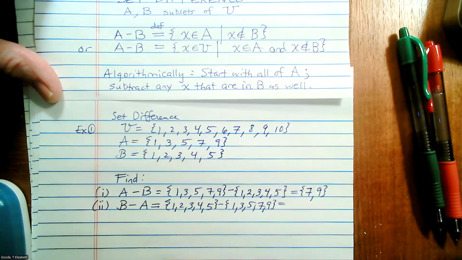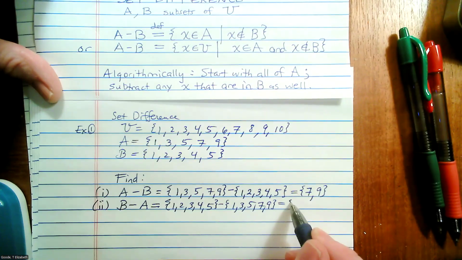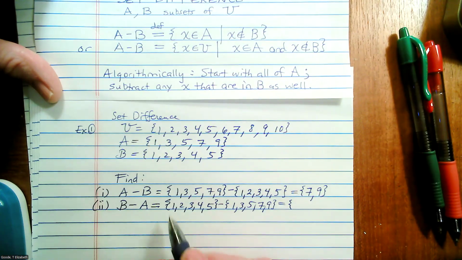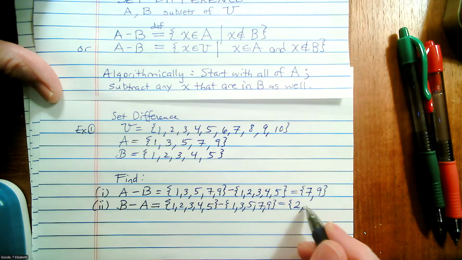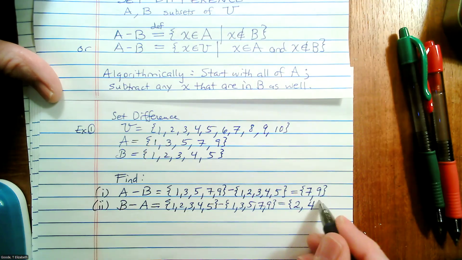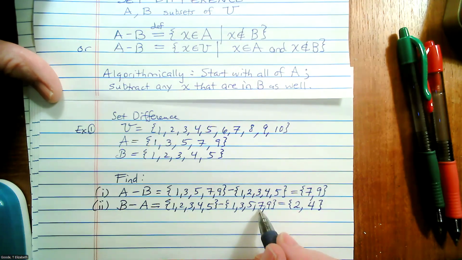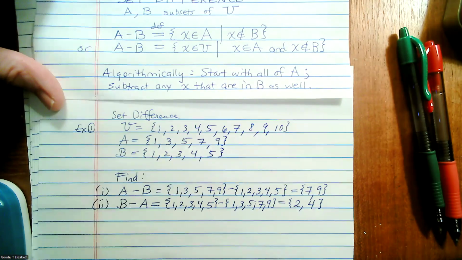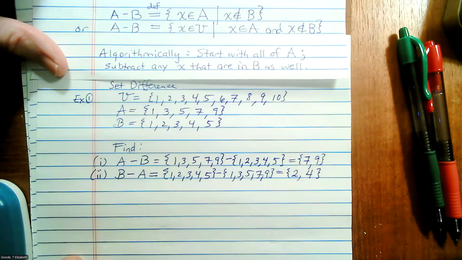All right, here we go. What's going to go into B minus A? You tell me. Throw out 1, keep 2, throw out 3, keep 4, throw out 5, keep 7, keep 9. We can't keep 7 and 9, because they weren't even in B to begin with. Right, you can't subtract something from B if it's not even there in the first place.